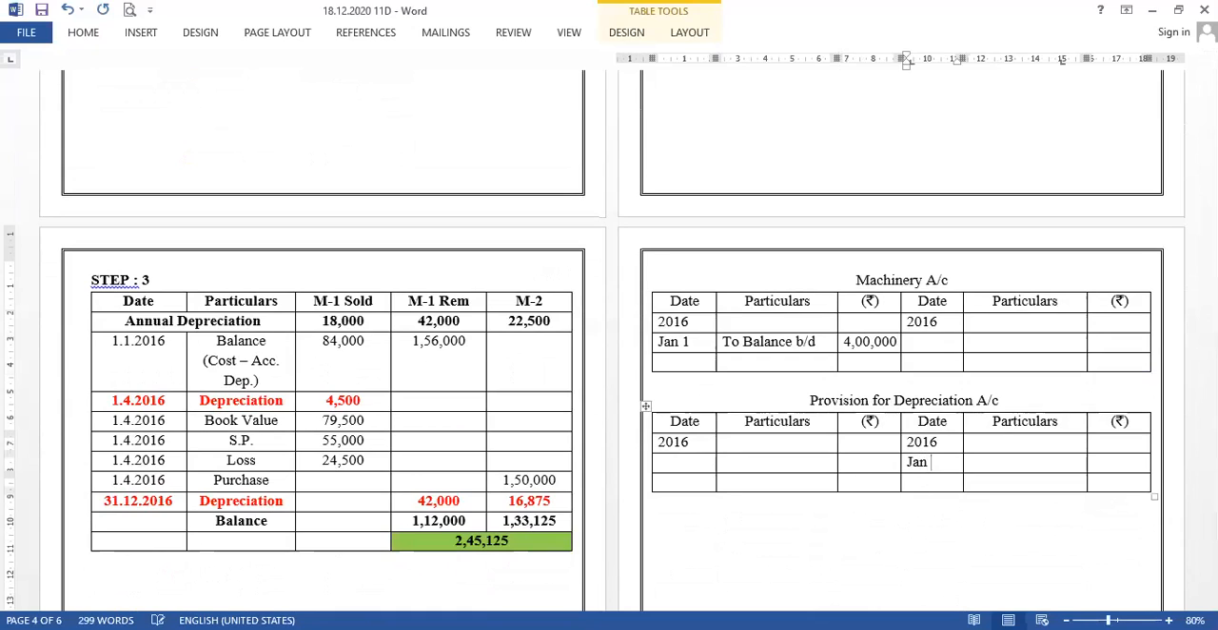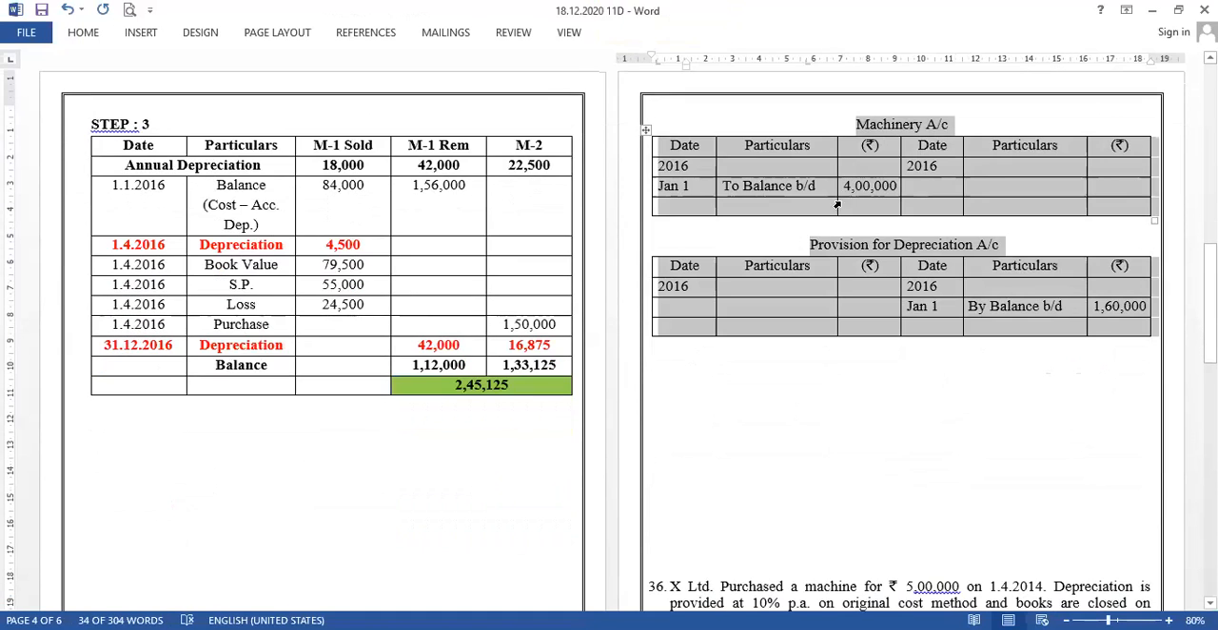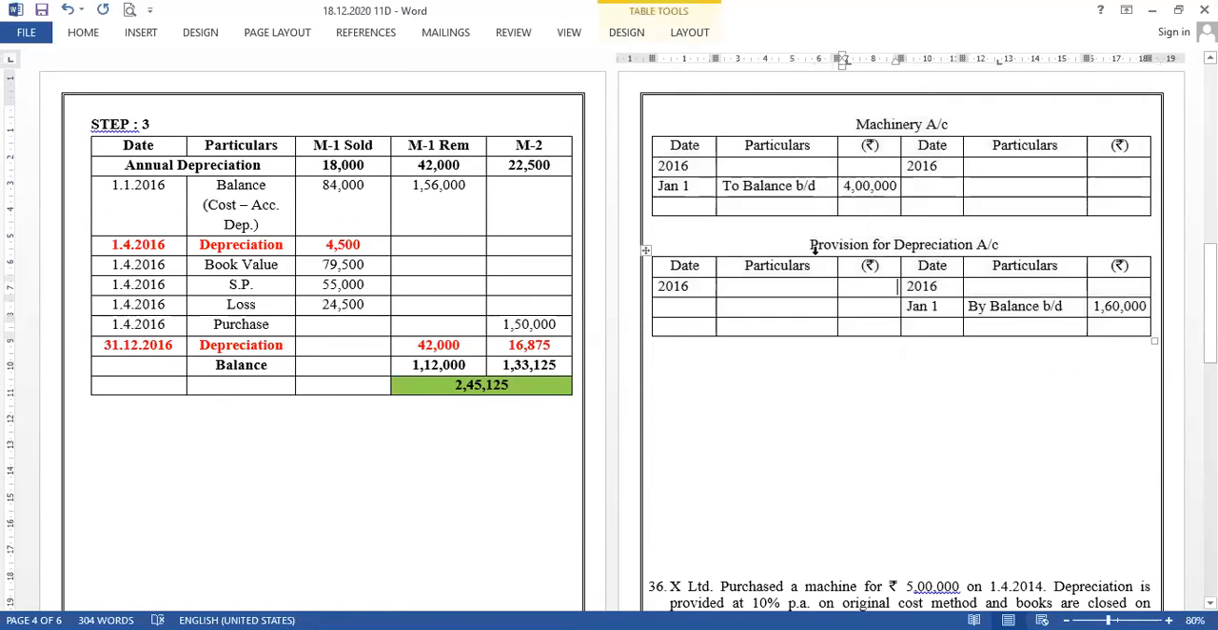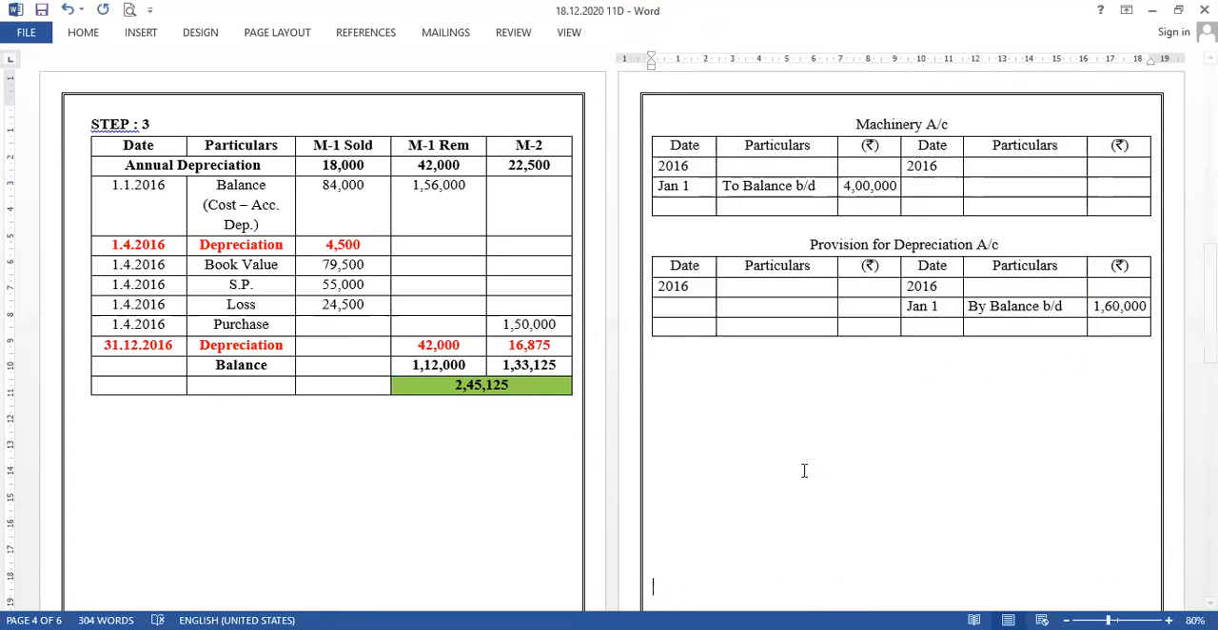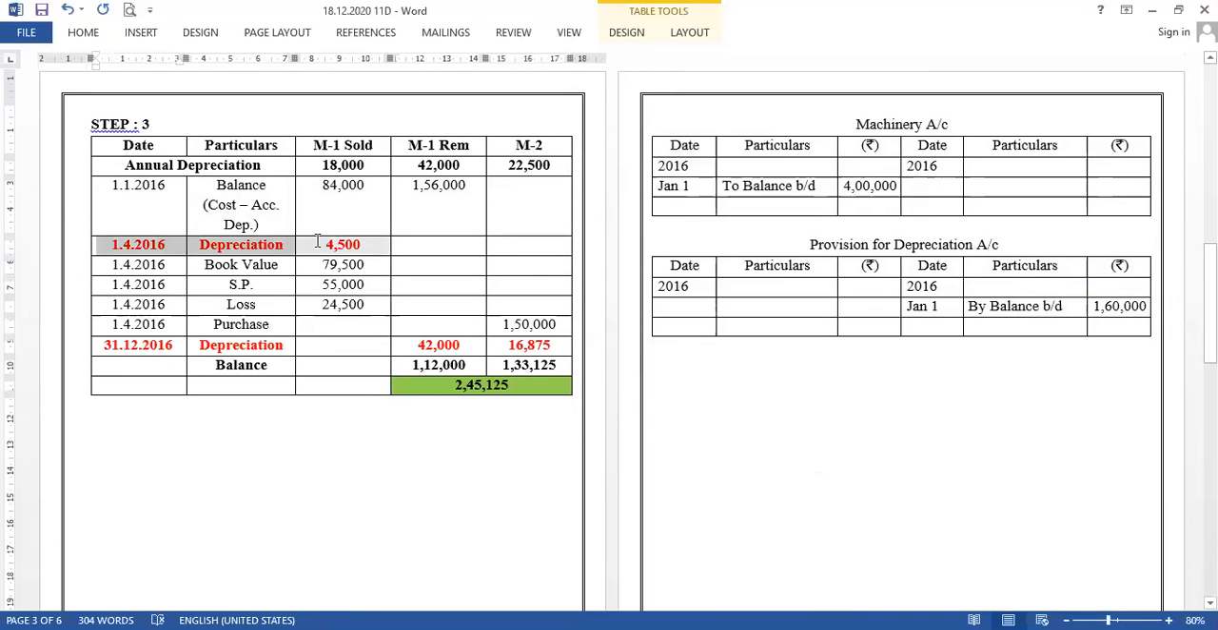Okay, let me write this January 1, by balance BD 1,60,000, right? Now, because the asset is at its cost price, so only purchase and sale has to be recorded, and provision for depreciation account is there, especially for depreciation only, right? Okay. In the year 2016, we can see that after adding the balance, it is 1/4. It is a date of the sale as well as the date of the purchase.